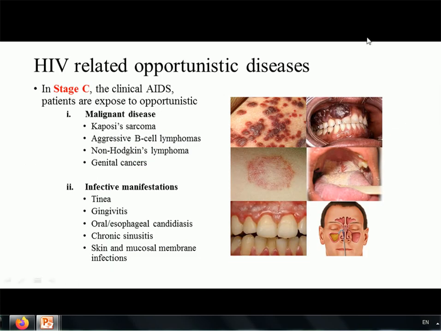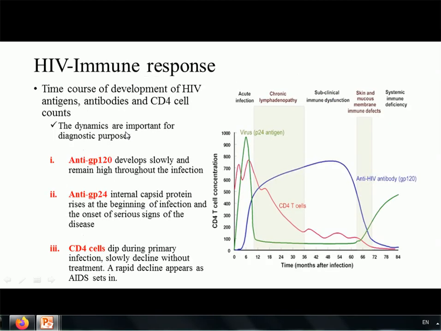So in stage C, the clinical AIDS patients are exposed to opportunistic conditions, for example malignant diseases and also infective manifestations. So this patient will suffer from all of these types of infection and some of the malignant diseases.